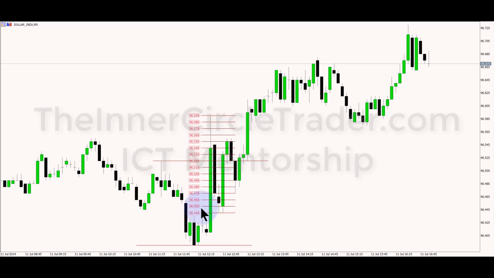So this is an area where we have a candle here and the candle here that creates a fair value gap. Price comes back down and rebalances right to the pip. The high on this candle comes in at 96.44. The low on this candle comes in at 96.44, a perfect rebalancing. So that's what IPDA does.